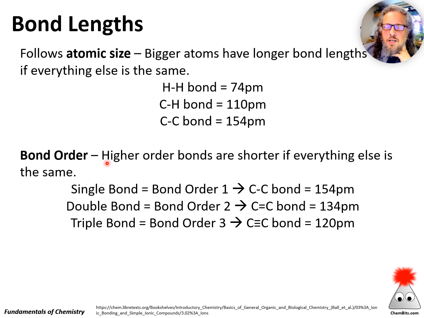So if I don't change anything else, what if I just look at carbon-carbon bonds? A single bond, which we refer to as having a bond order of 1, is carbon-carbon. We said that was 154 picometers. If I go to a double bond, that's a bond order of 2, now that bond has shrunk down to 134 picometers. And if we go to that triple bond, bond order 3, now it's tightened up even more. It's shrunk down to about 120 picometers. So we can say something about the size of molecules just based on how they're bonded together.